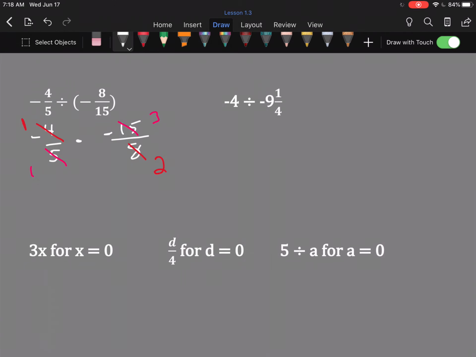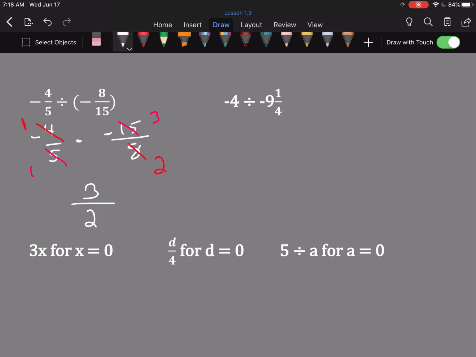Now, we have negative times a negative, so that's positive. In the numerator, we have 1 times 3, which is 3. In the denominator, we have 1 times 2, which is 2. And in Algebra 1, you can absolutely leave that as 3 divided by 2. No need to change that to 1.5. I would actually prefer that you didn't. Leave it as 3 halves.